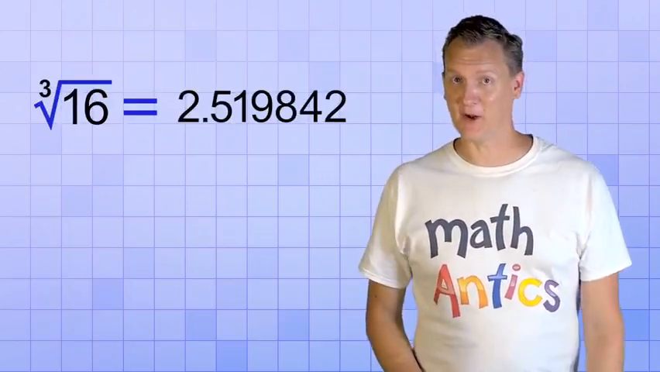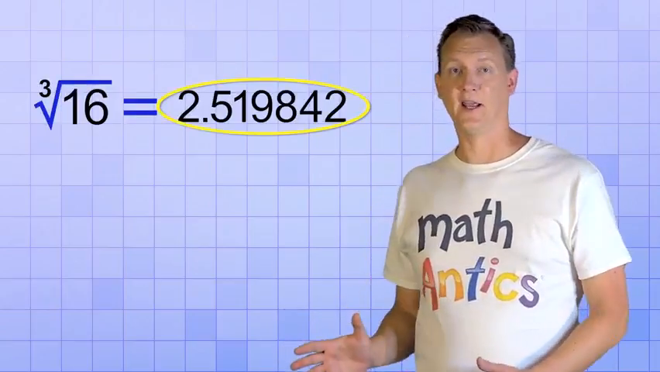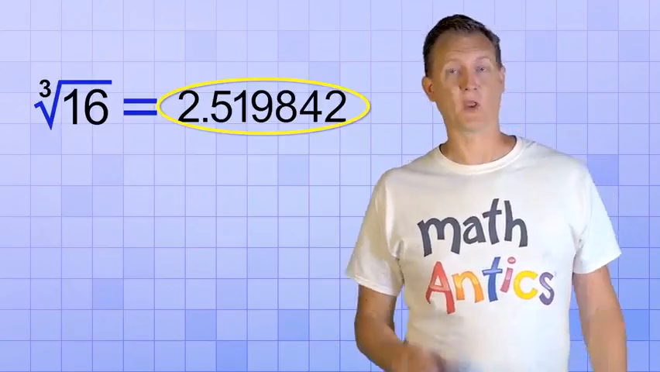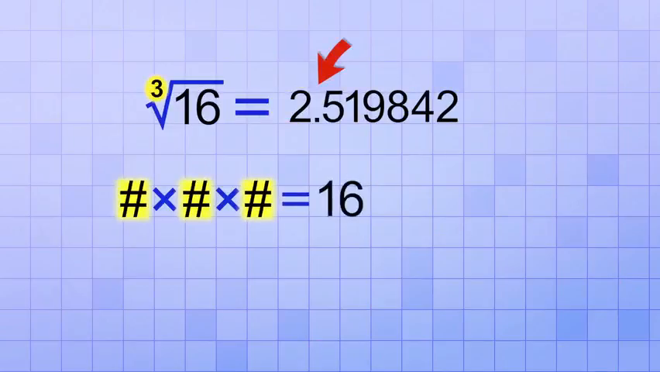Wow, see what I mean about roots being hard to figure out? This is a really complicated decimal number, and you may even wonder if it's the right answer. Well, let's check. Based on what we know about exponents and roots, if we multiply this decimal number together 3 times, we should get 16, right?